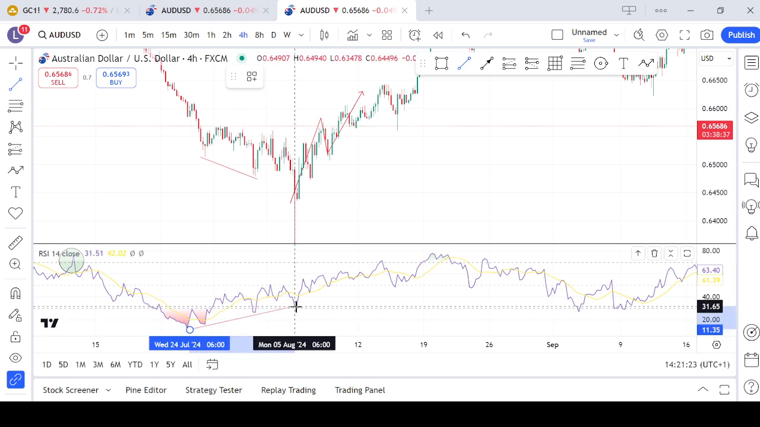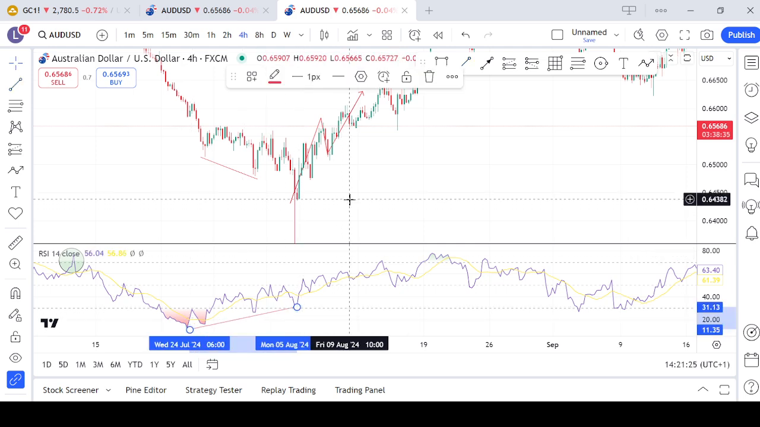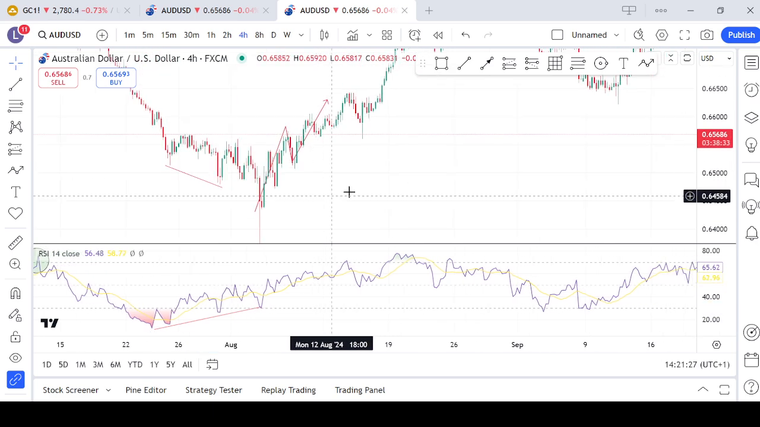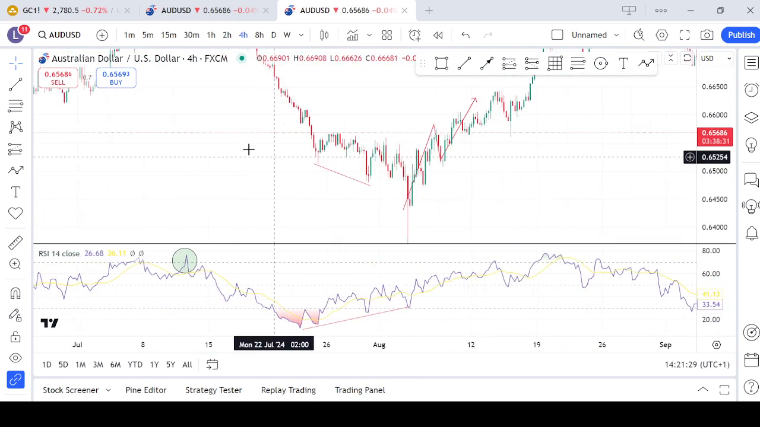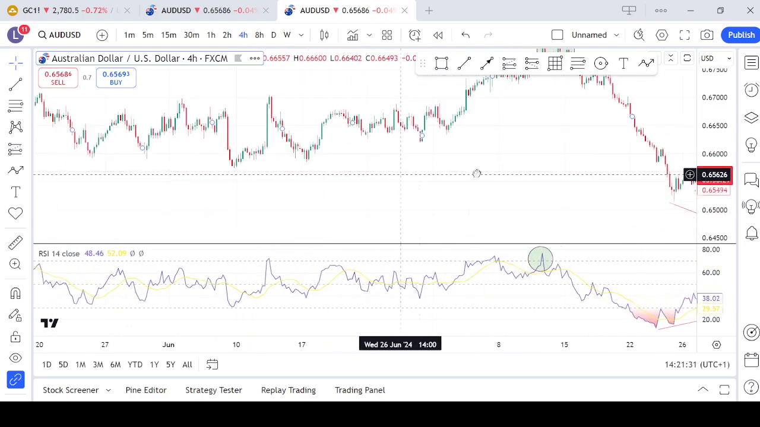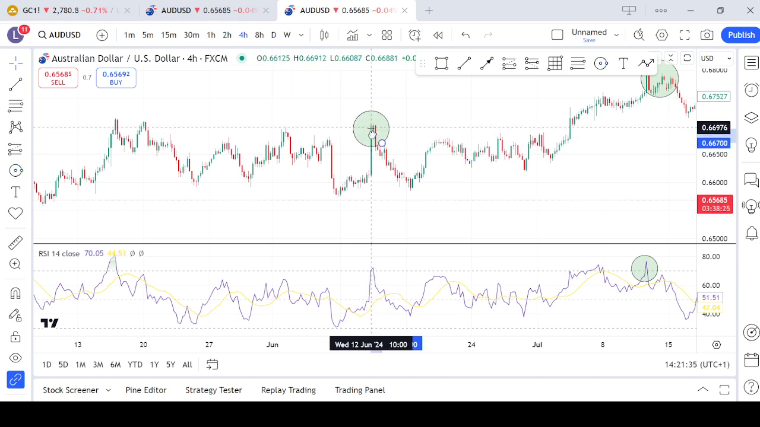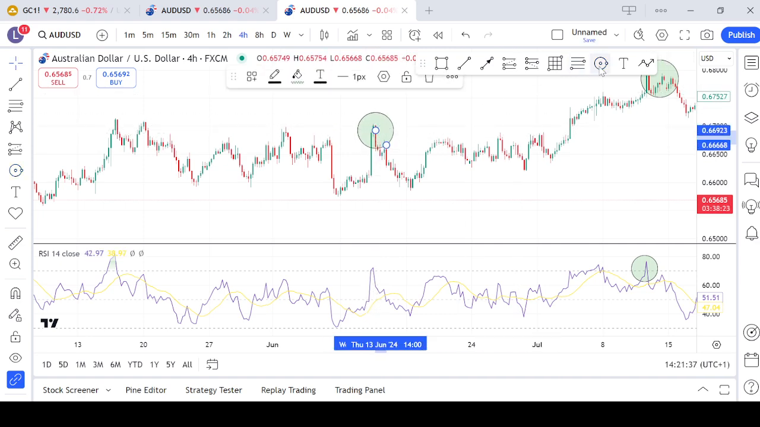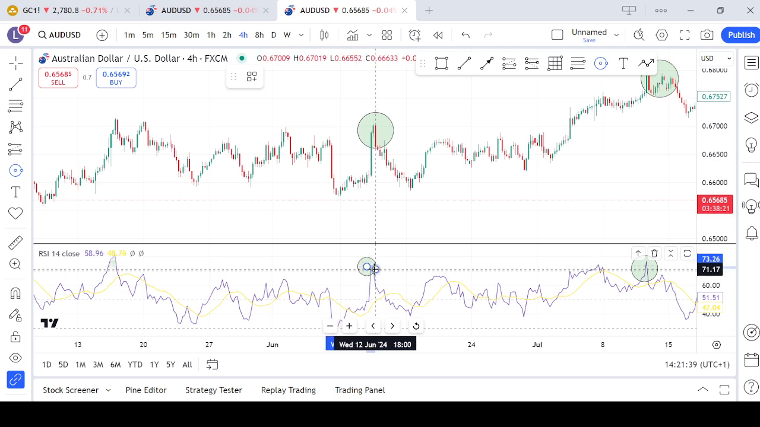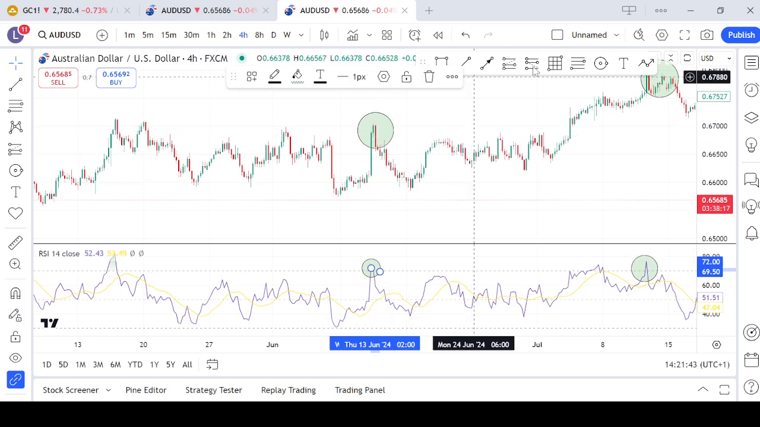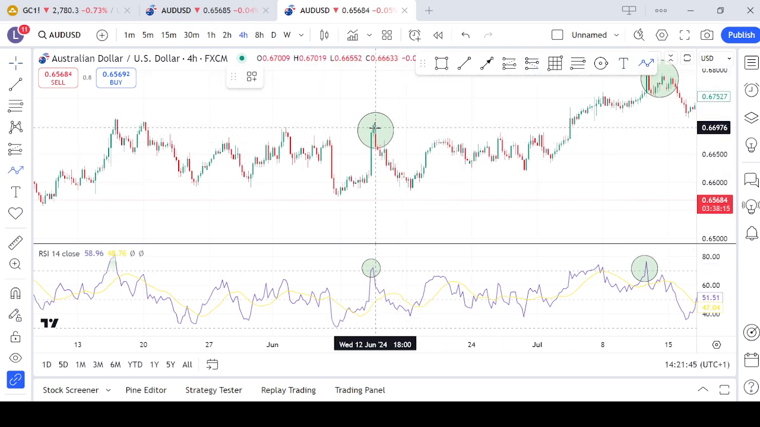I'm going to explain this. This is divergence. I will explain it right now. But let's just focus on spotting overbought and oversold conditions. You see this overbought level right here. RSI was overbought slightly for a minute, and you can see the massive pullback to the downside right here following the RSI.